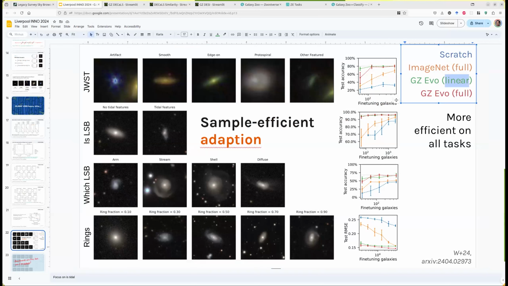Oh, sorry, I don't know if you're muted. No, I'm muted, sorry. My bad. Sorry, I didn't really talk through this on the slide, but the green and red lines are doing a linear fine-tune, so keeping the model frozen and just changing the head, versus full, where we have a layer-wise learning rate decay that's pretty aggressive. But in principle, we change all the parameters.